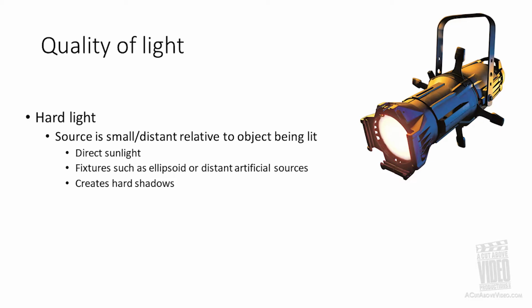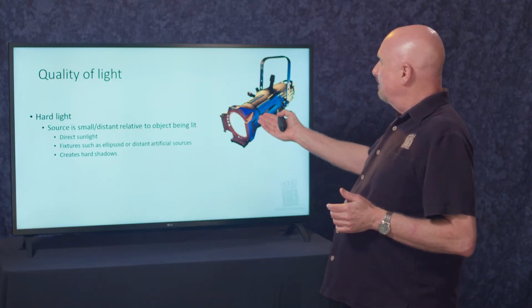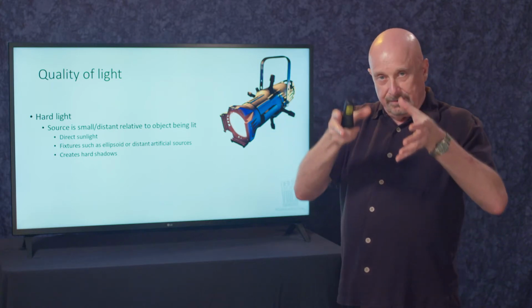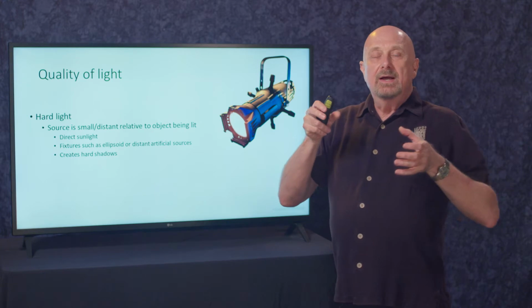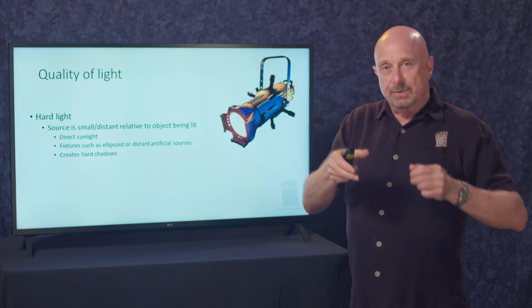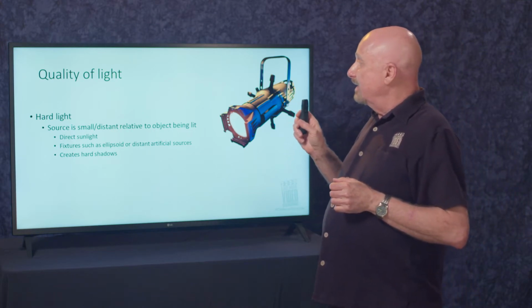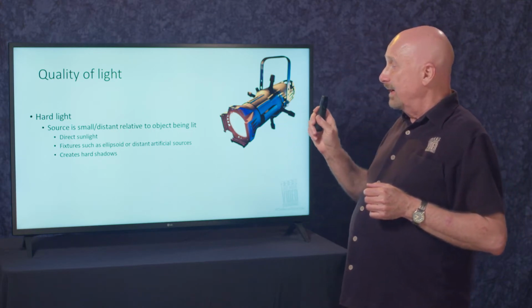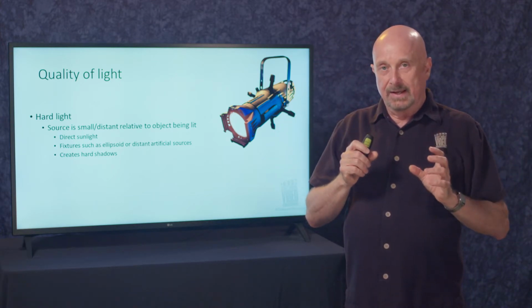So the first thing I want to talk about is the quality of light. There are different kinds of lighting fixtures. This particular one is an ellipsoid fixture, named for the type of reflector that is in the back of the light fixture. It creates a small light source. It is a very focused light source, very controllable. The advantage of this type of light is it creates a very distinct shadow. It's a rather sharp light.